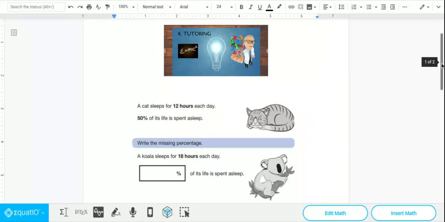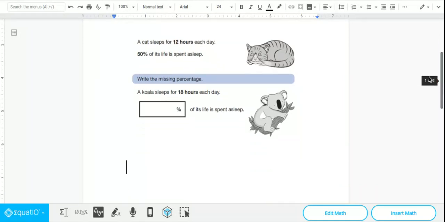Let's start on another question from the reasoning series. This question says a cat sleeps for 12 hours a day. Each day, 50% of his life is spent asleep. Write the missing percentage. A koala sleeps for 18 hours every day. What's the percentage of his life spent asleep? So 12 hours is 50%. What's 18 hours as a percentage?